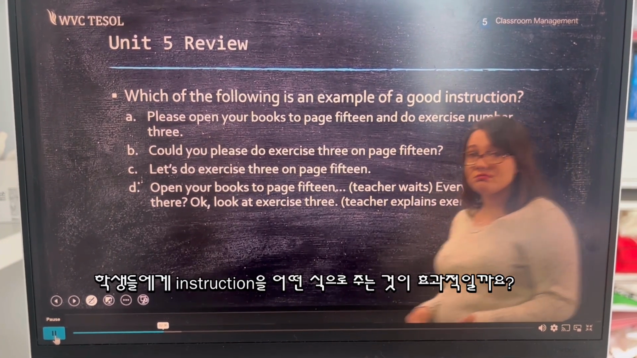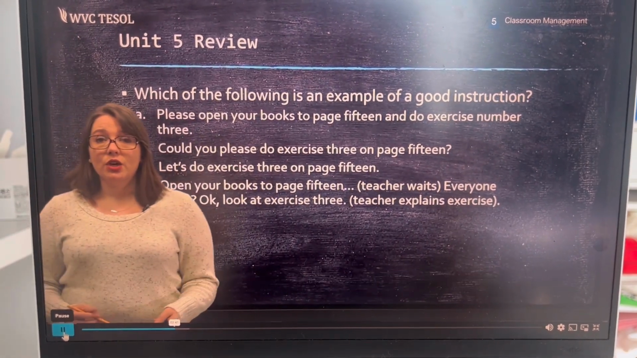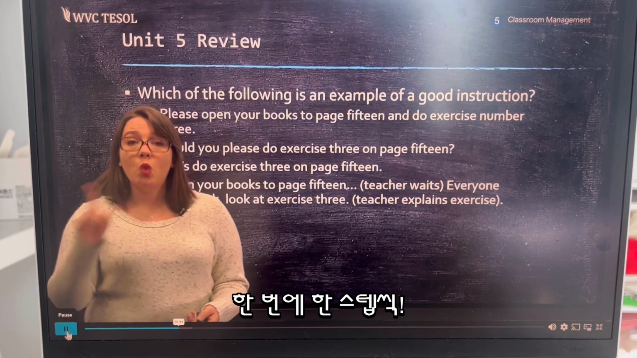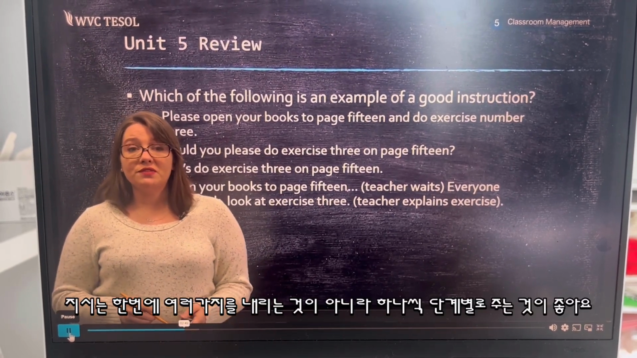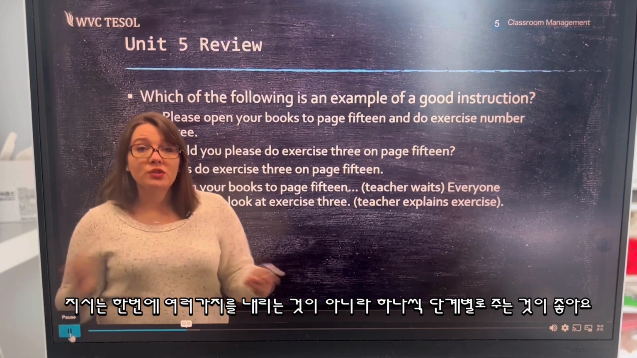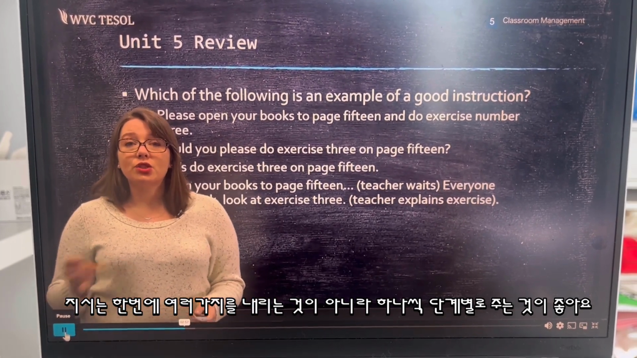Which one do you think? Well, remember about giving good instructions. We really need to make sure to do one step at a time. One thing. Go to page 15. Once all of your students have done that, then say, okay, let's look at exercise 3.